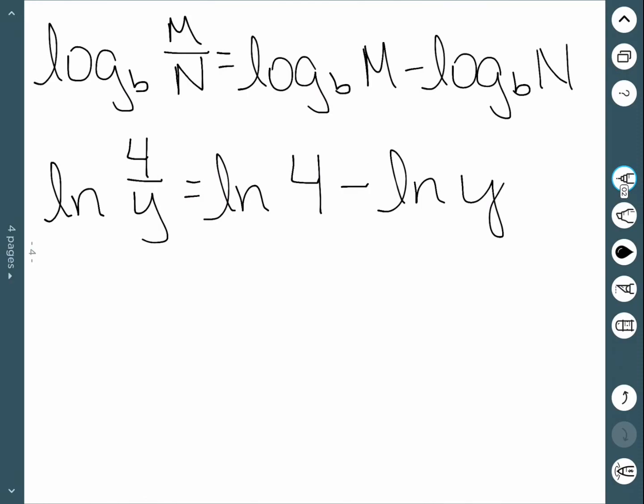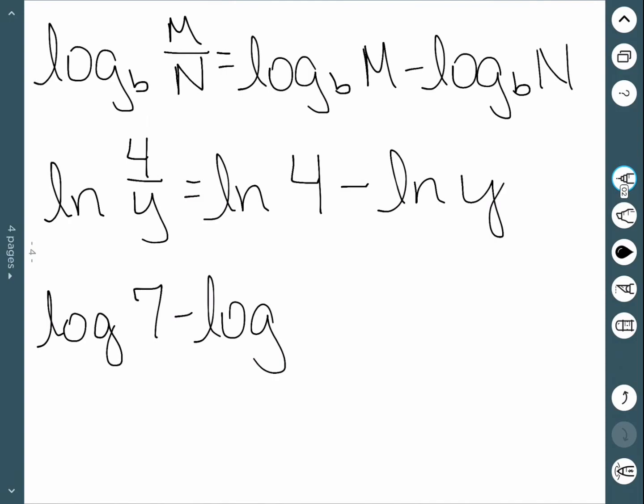And once again, this also goes backwards. So if I had log base 10 of 7 minus log base 10 of z, I could rewrite this as log base 10 of 7 over z. So once again, this property does go both directions.